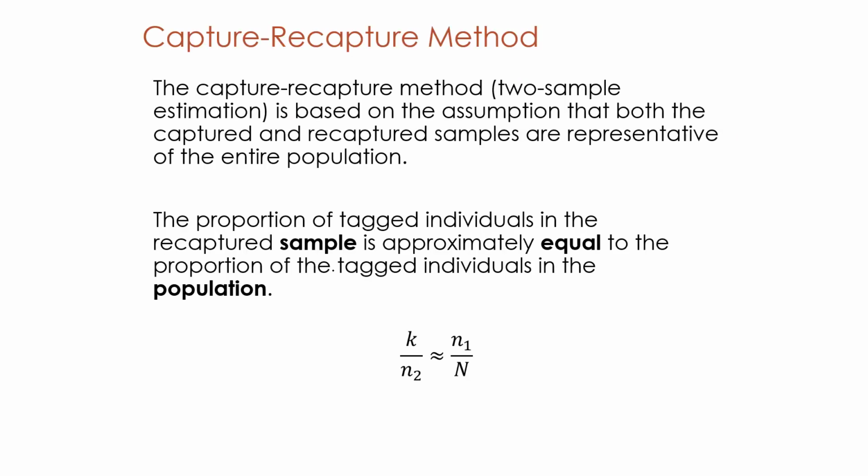Okay. The capture-recapture method two-sample estimation is based on the assumption that both the captured and the recaptured samples are representative of the entire population. The proportion of the tagged individuals in the recapture sample is approximately equal to the proportion of the tagged individuals in the population. So the tag to total ratio should be the same.